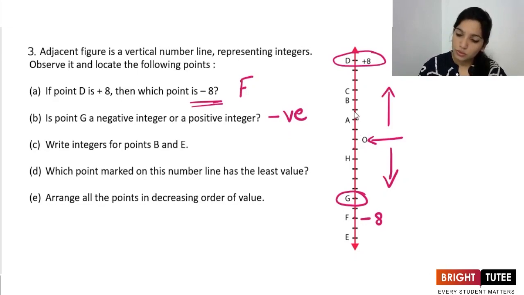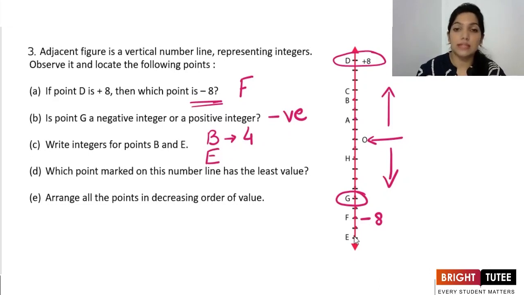So 1, 2, 3, 4. I'll just make sure it's 4. 1, 2, 3 and 4. So for B, it's basically 4. And for E, which is sitting on the negative side, so let's start from 0. -1, -2, -3, -4, -5, -6, -7, -8, -9 and -10. So E is -10. Is that right?